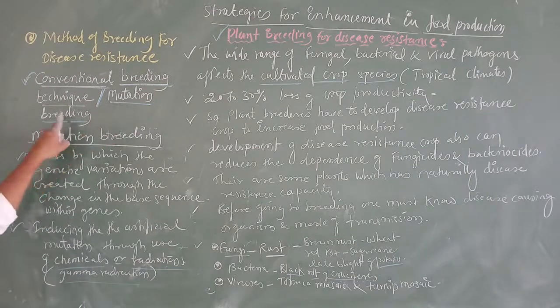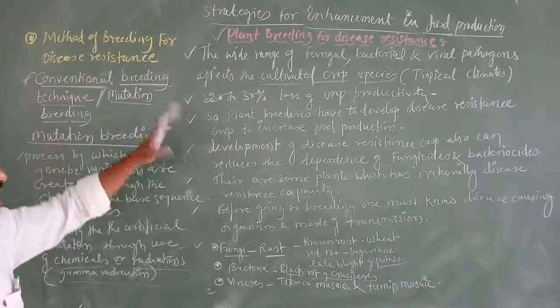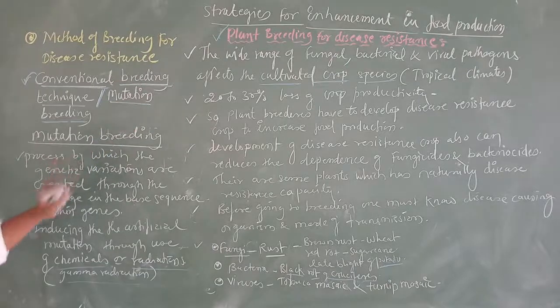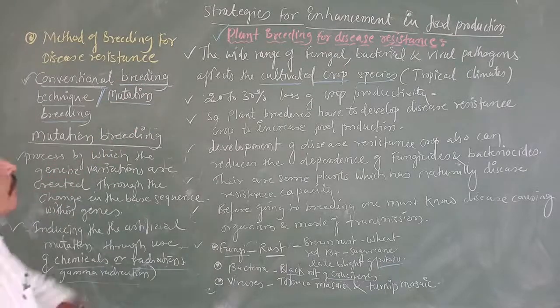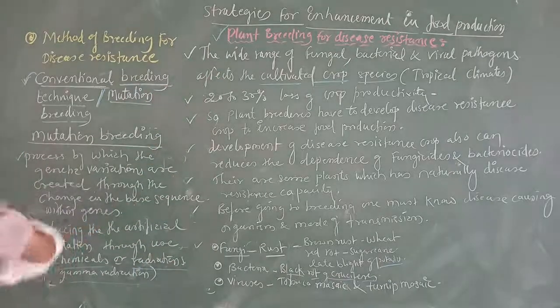Next one is mutation breeding. In the sense, what is mutation, and how we induce mutation into a particular plant artificially by using some chemicals and radiations like gamma radiations to get the desirable plant. This process is called mutation breeding. So these are a few important points regarding the concept of plant breeding for disease resistance.